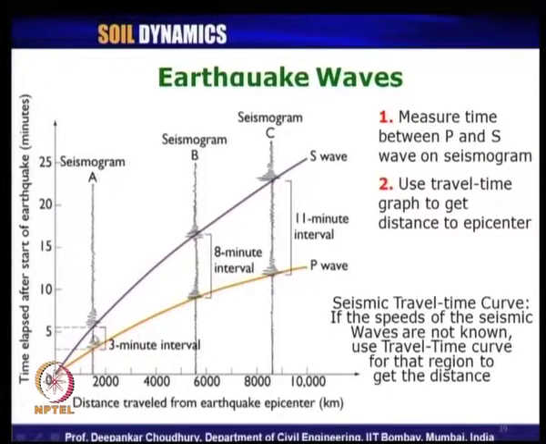And obviously, the smaller time interval between P and S wave will be very close to the epicenter, then the intermediate one, and then the higher one will obviously be farthest from the epicenter. So, that way you can get a fair estimate of the distance of the earthquake epicenter from those stations in this manner. So, this is called the seismic travel time curve method.